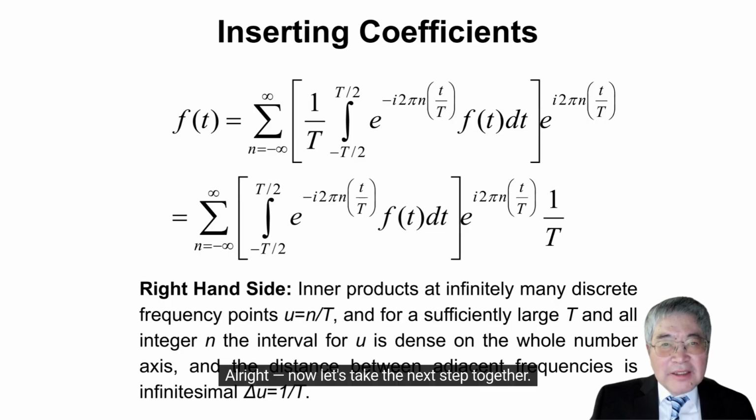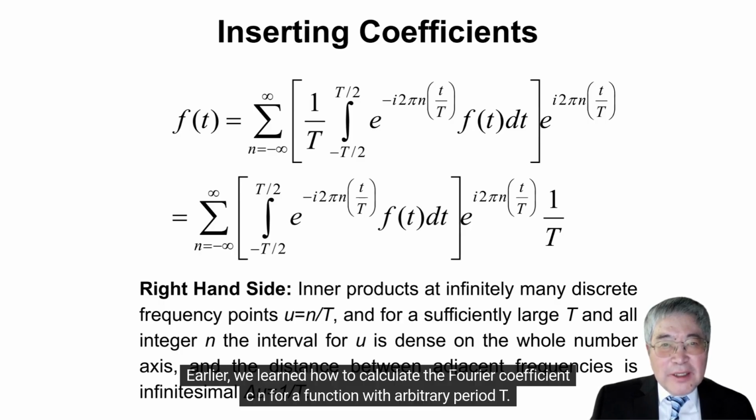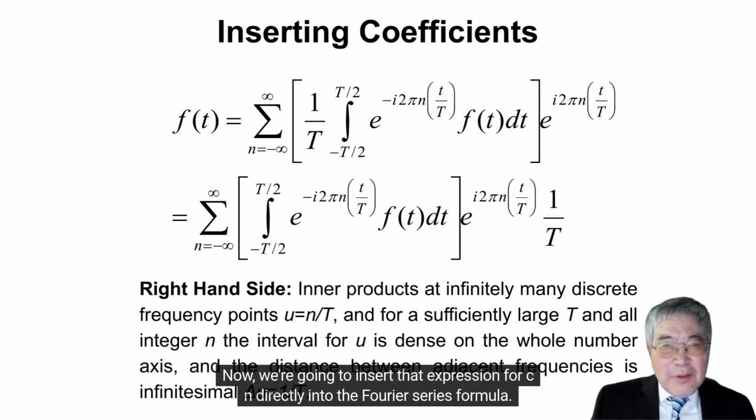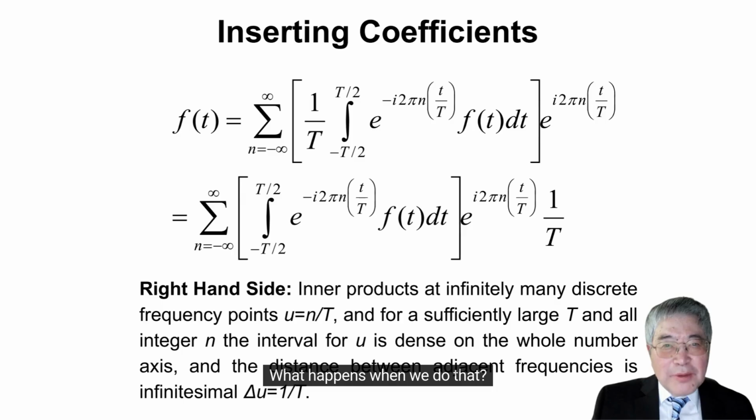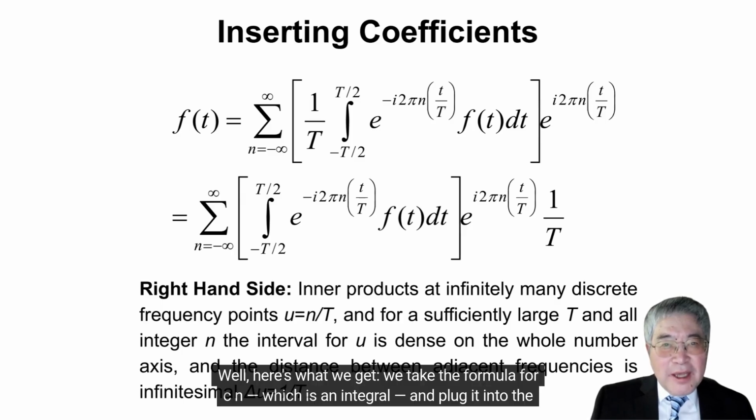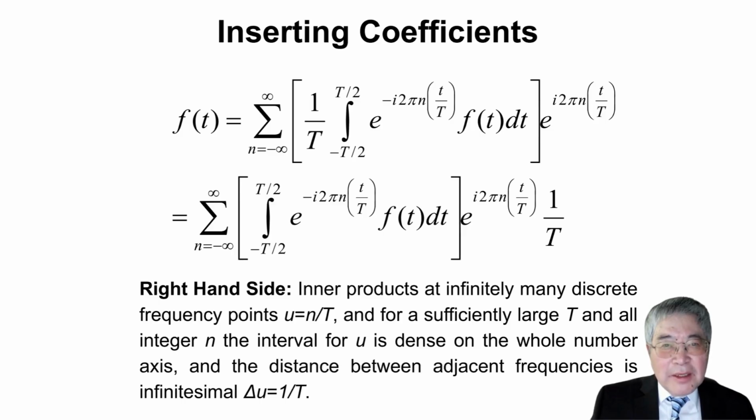All right, now let's take the next step together. Earlier, we learned how to calculate the Fourier coefficient Cn for a function with arbitrary period T. Now we're going to insert that expression for Cn directly into the Fourier series formula. What happens when we do that? Well, here's what we get. We take the formula for Cn, which is an integral, and plug it into the sum. So now each term in the series contains an inner product multiplied by a complex exponential.